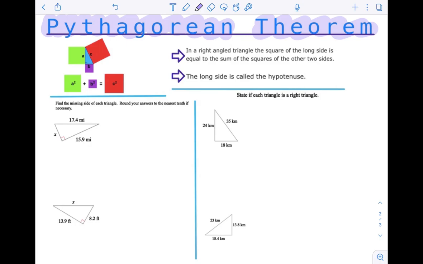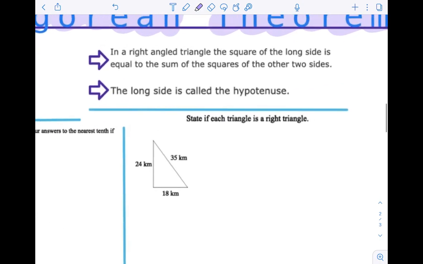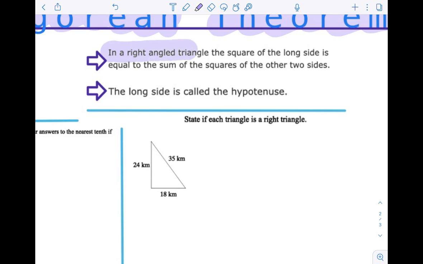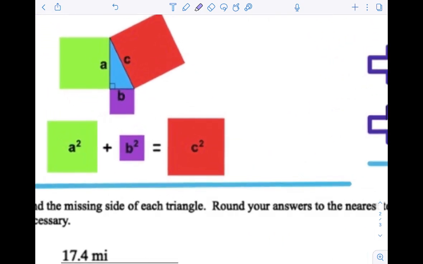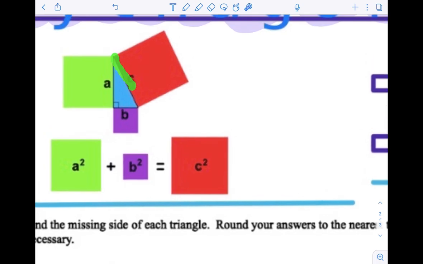The Pythagorean Theorem says that in a right triangle, the square of the long side is equal to the sum of the squares of the other two sides. And this is what it looks like right here. So if you take the square of the long side of a right triangle, remember it's key that it's got to be right. So it's got to have that right angle there, that little square.